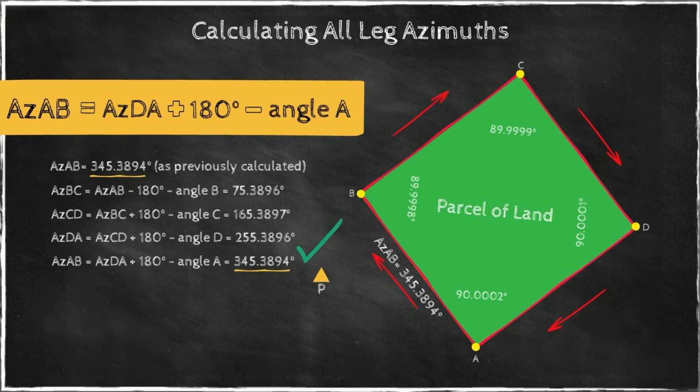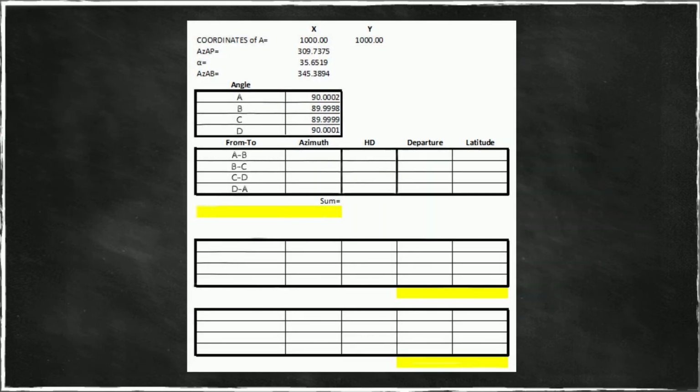Now we can do this work in our table. So here we have another portion of the table. It starts off by telling us that these are the coordinates of our point A, our starting point. This is our starting azimuth.